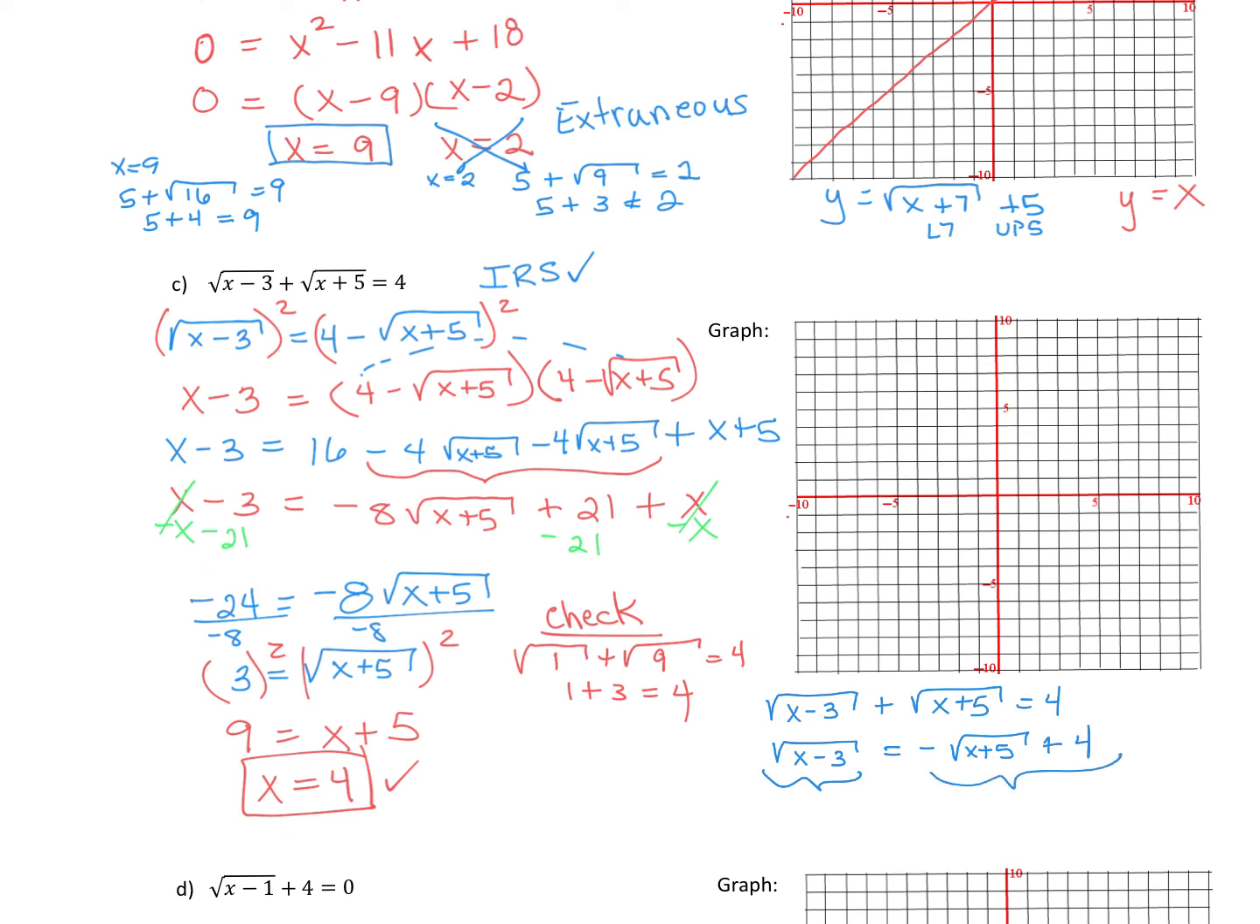So our first square root is just shifted to the right 3. That's the right hand side. And it looks like this. And then our second one, if we use our graph shifting, we're going to go left 5 and we're going to go up 4. And this is a reflection on the x-axis. So we're going to go left 5 and up 4 and then reflect it, so it is actually going to go like this. And you notice that they cross at x equals 4.